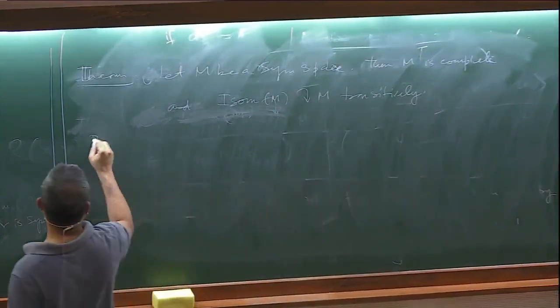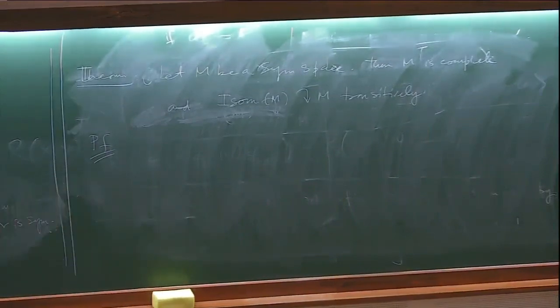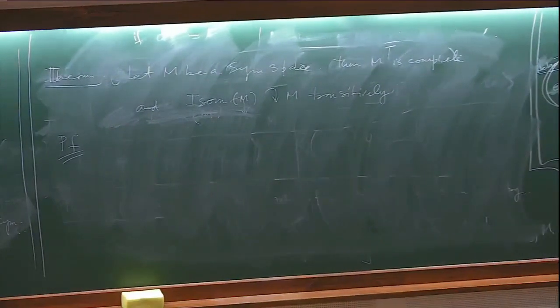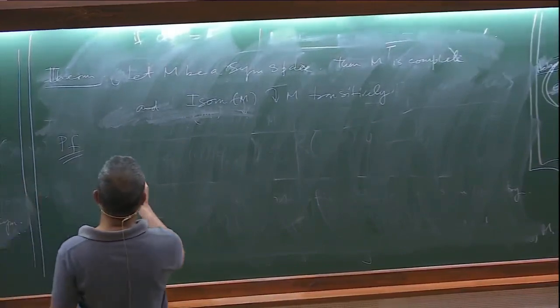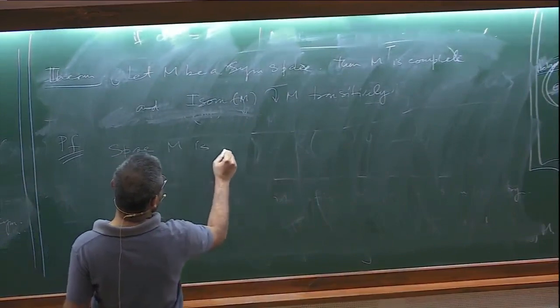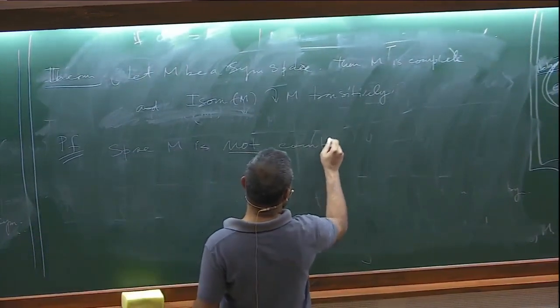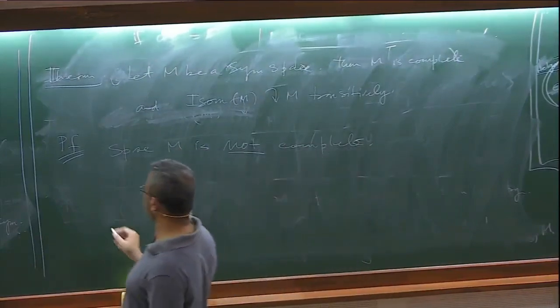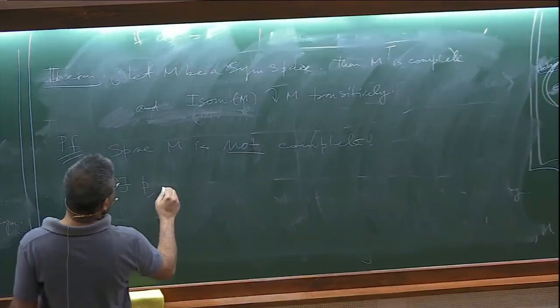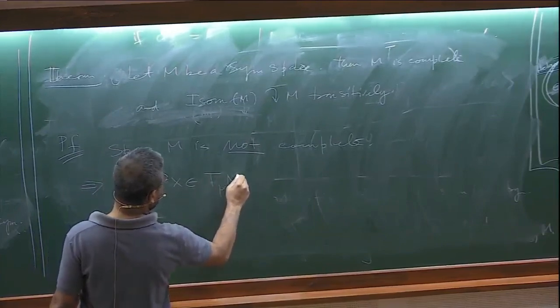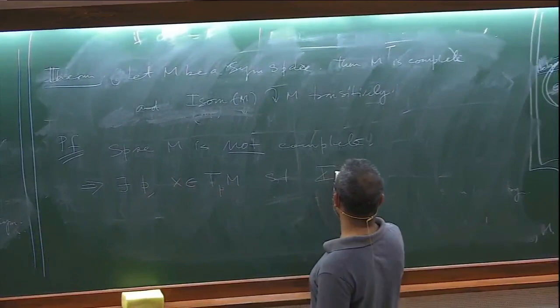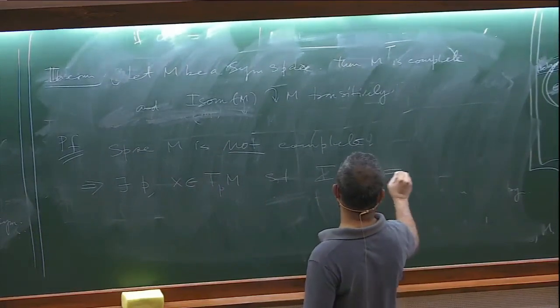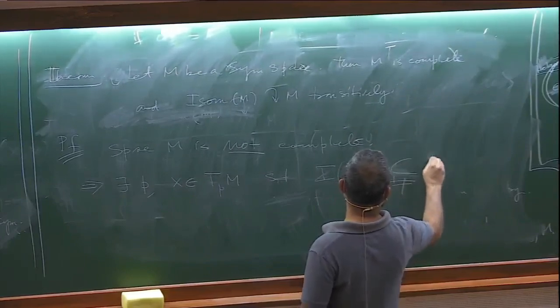So I'm just going to point out why. I'm going to prove that the space is geodesically complete if M is a symmetric space. If I have a maximal geodesic for which the domain interval is not R, then we are going to arrive at a contradiction. So suppose M is not complete. That means there is a point P and X in T_PM such that the maximal interval of the geodesic γ_PX is not R.